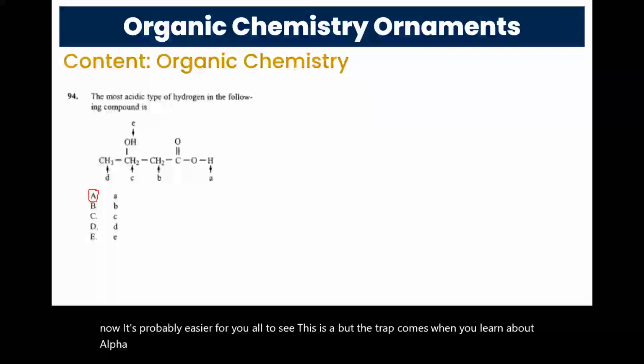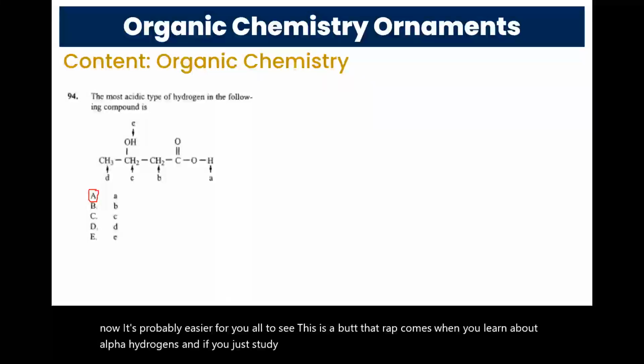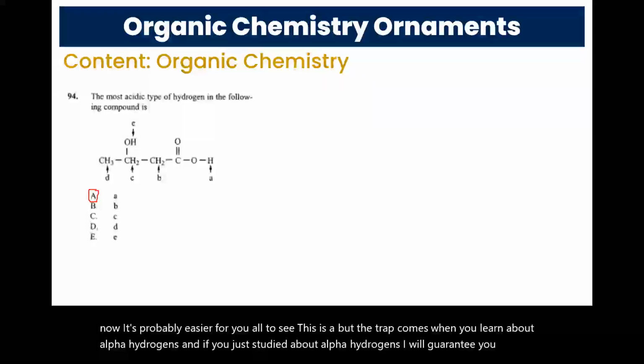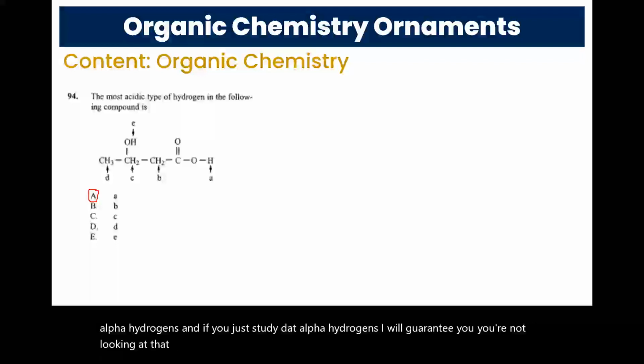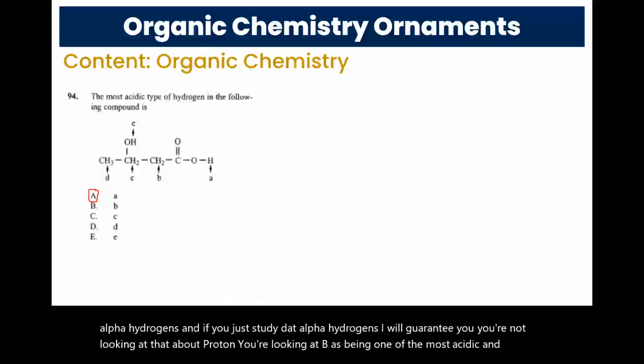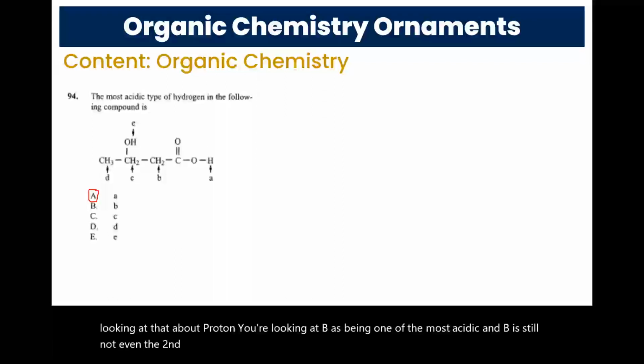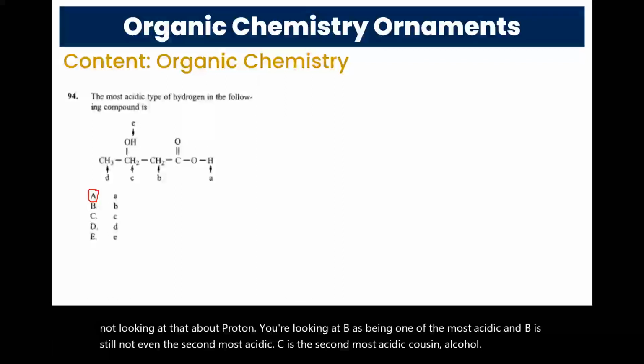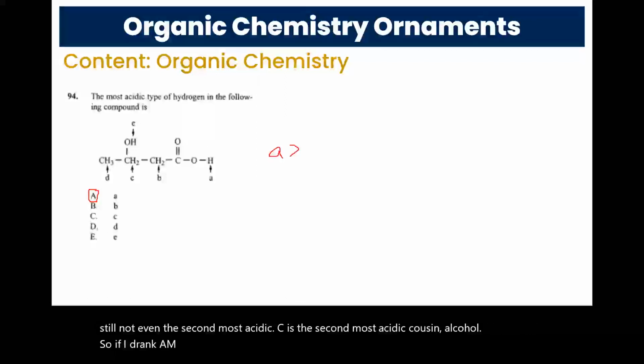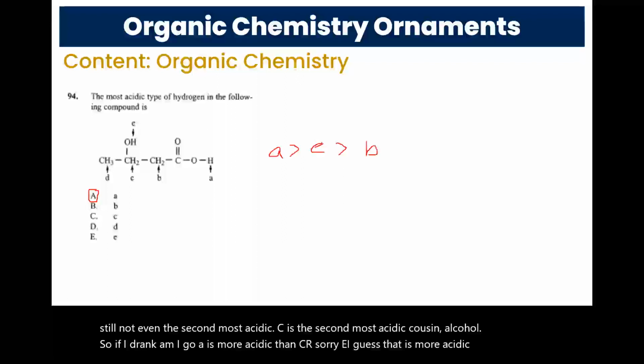And if you've just studied alpha hydrogens, I guarantee you're not looking at that proton. You're looking at B as being one of the most acidic. And B is still not even the second most acidic. C is the second most acidic because it's an alcohol. So if I had to rank them, I'd go A, or sorry, E, is more acidic than B, which is more acidic than either C or D.